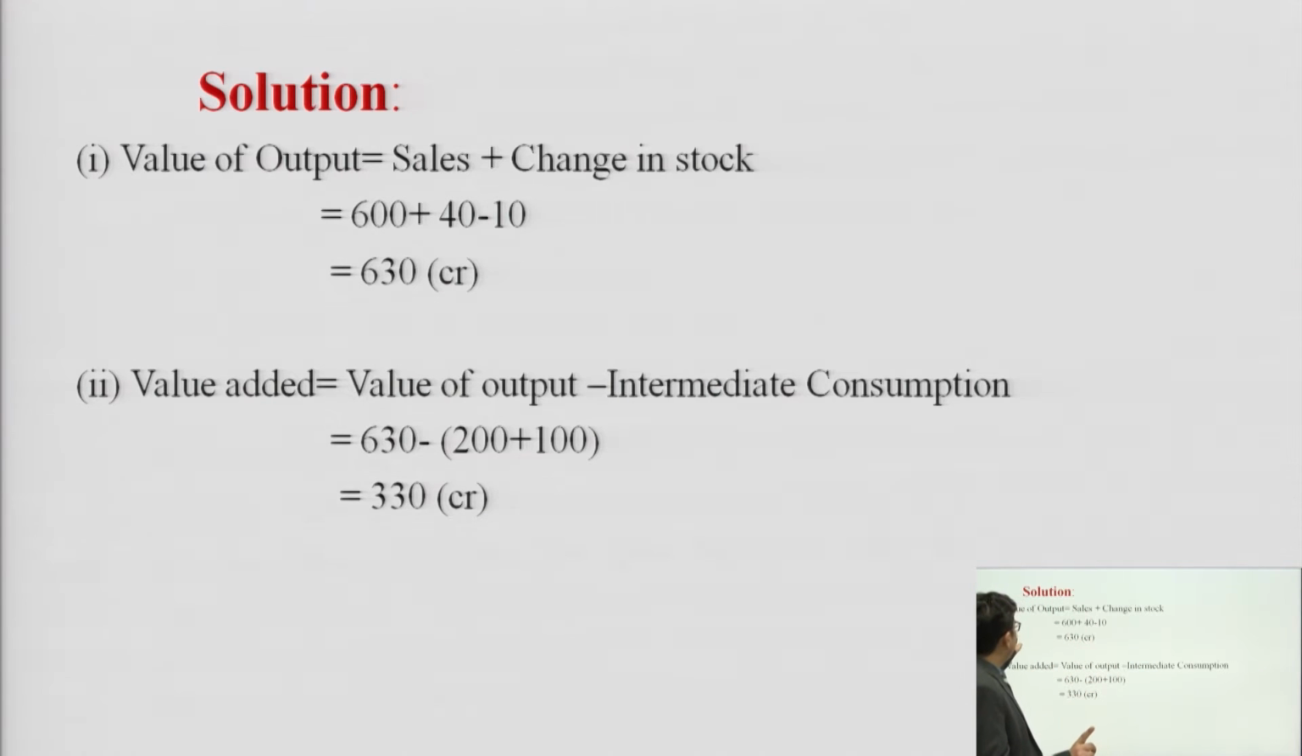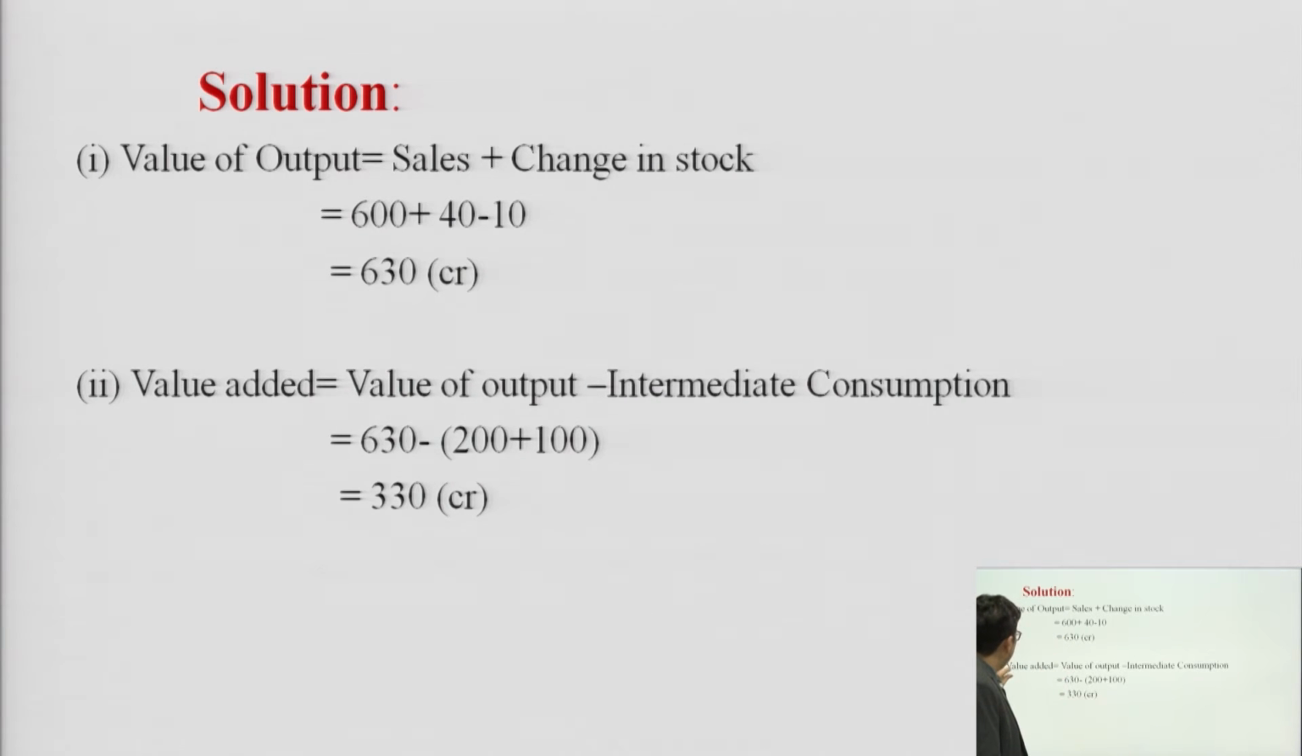First, we need to calculate the value of output, and the formula for value of output is sales plus change in stock. Our sales figure is 600, plus closing stock 40 and opening stock 10. It comes to a total of 630. So, the value of output is 630 crore. I repeat, the sales figure given in our question is 600, 40 is our closing stock and 10 is our opening stock. The value of output is 630 crore.